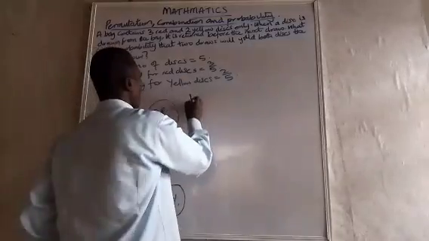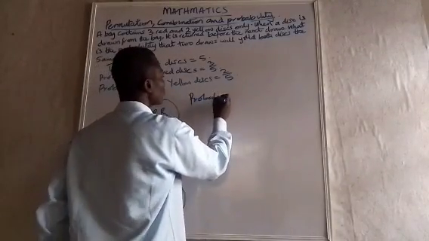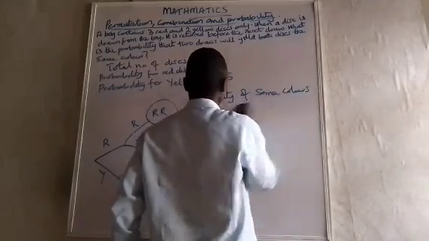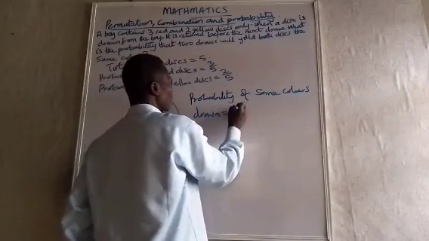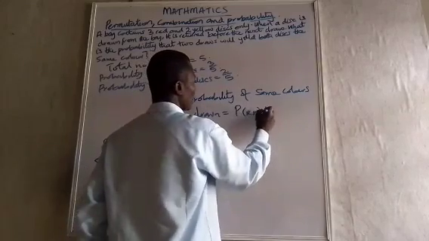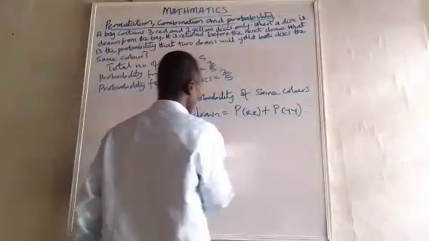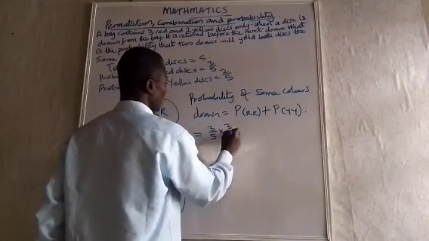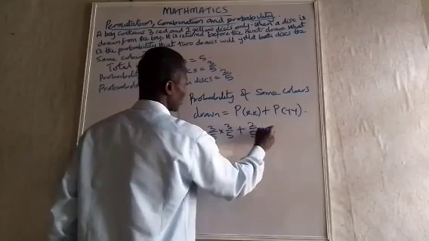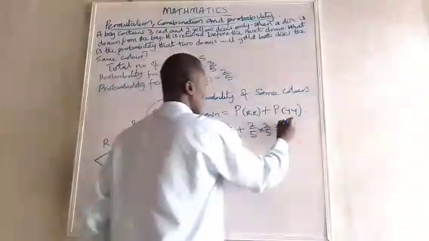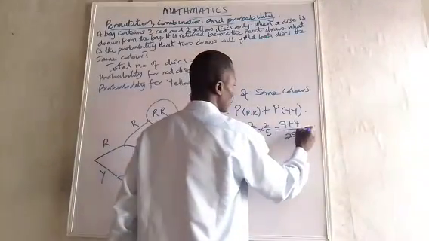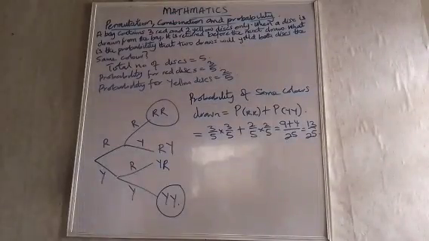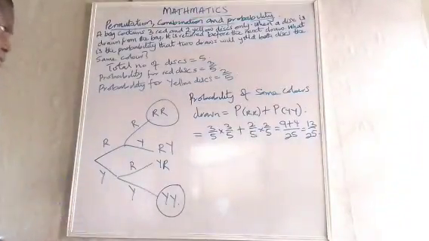So, probability of same color drawn is equal to P of RR plus P of YY, which is equal to 3 over 5 times 3 over 5 plus 2 over 5 times 2 over 5, and that gives us 9 plus 4 over 25, which is 13 over 25. That is just one way of looking at it. Every other thing will look similar to this, but it's the way it is.